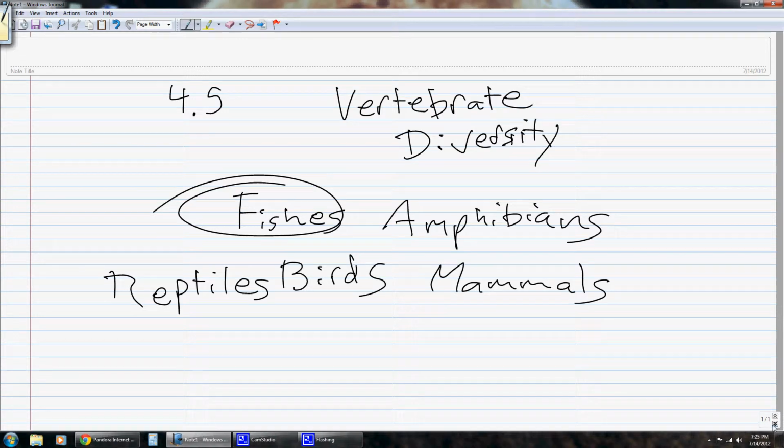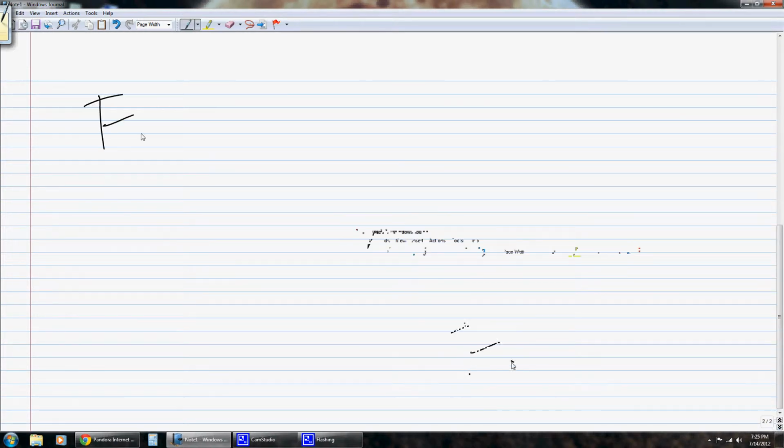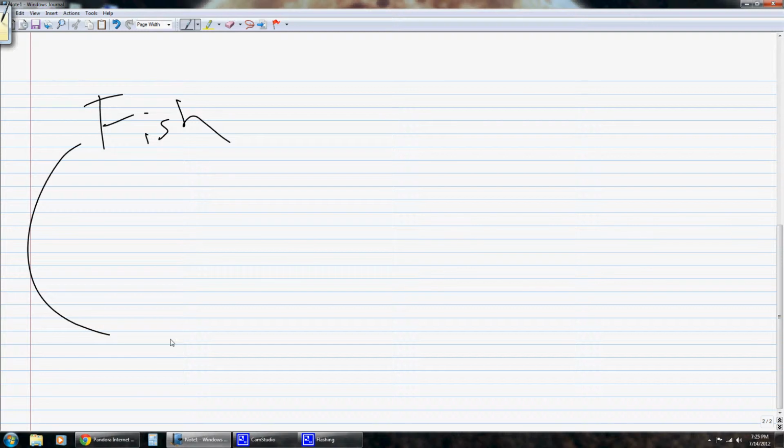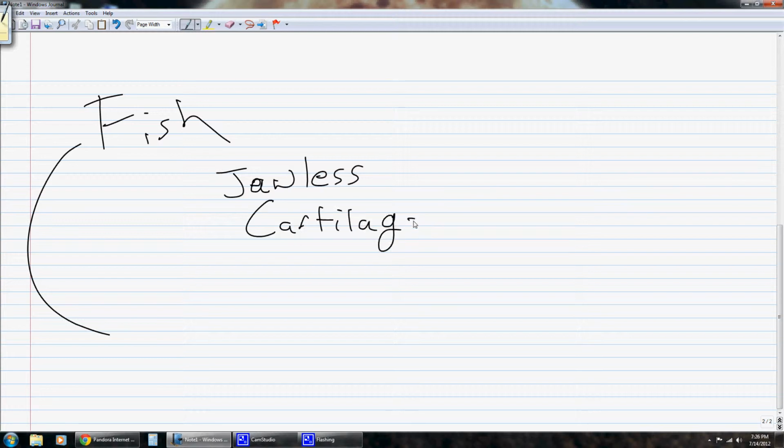So when we're talking about fish, we have a pretty clear mind of what a fish looks like. We've seen goldfish, we've seen sharks, but they have different groups that they will actually fit into. One of the groups you're going to have is the jawless fish. Then you're going to have the cartilaginous fish, and these are going to be the fish that are made of cartilage. And then you're going to have the bony fish.